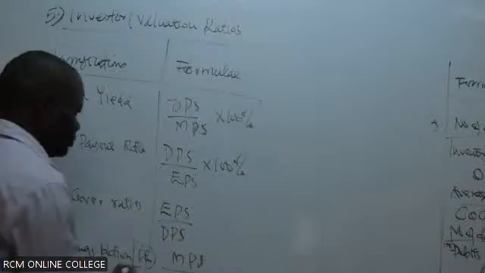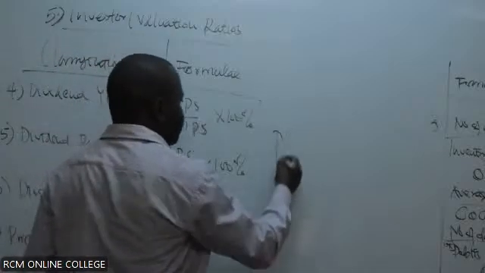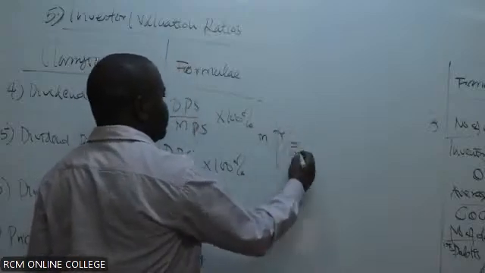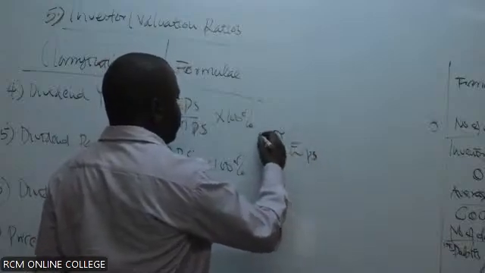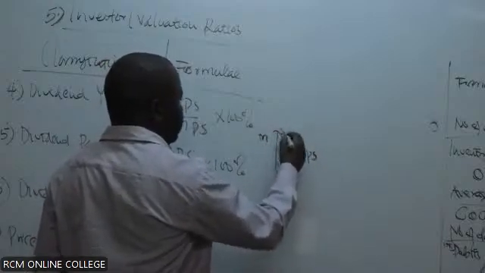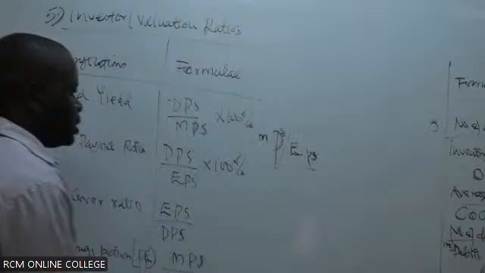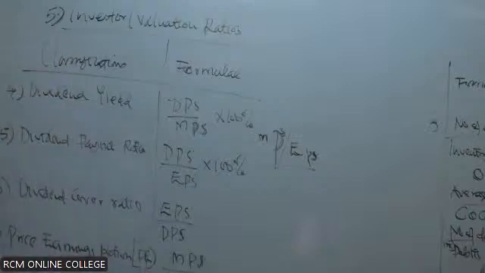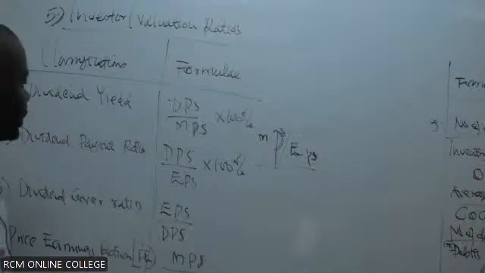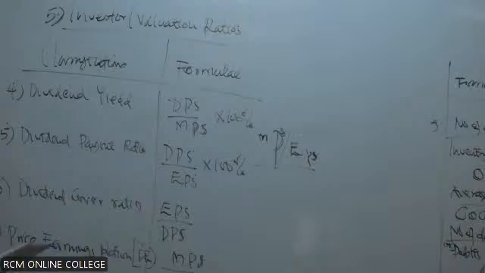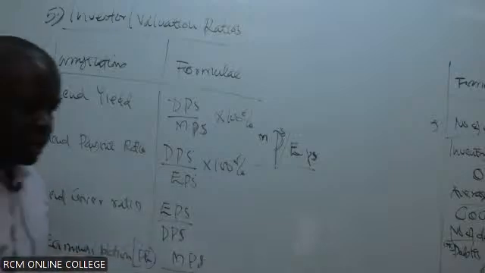Sometimes they call it PE ratio. So you take the MPS and divide by the EPS. Those are some of the ratios that can be computed. So we can look at an illustration.